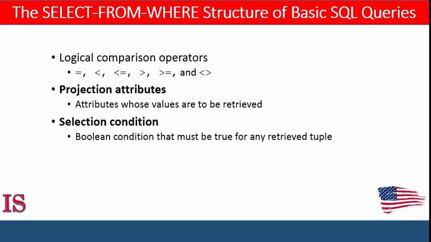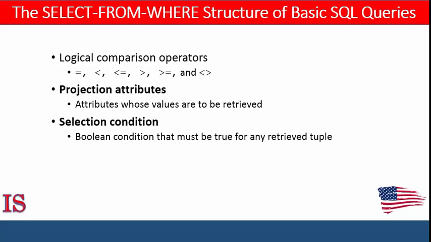In SQL, the basic logical comparison operators for comparing attribute values with one another and with literal constants are equal, less than, greater than, less than or equal to, greater than or equal to, and not equal to, which is the less than and greater than symbols side by side. SQL has additional comparison operators that we will examine gradually.